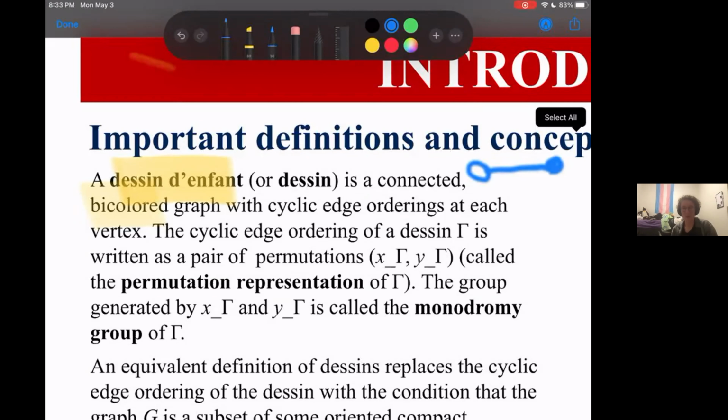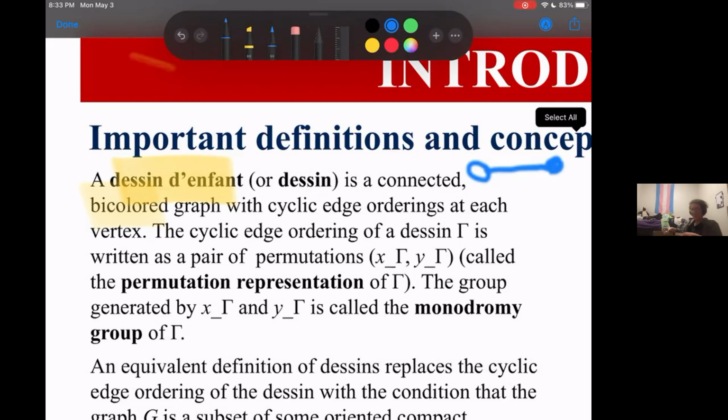So the cyclic edge ordering means that at each vertex, we pick an edge to start at and go around in a circle around the vertex. We list all of the edges that we come across as a cycle of a permutation. First I'll show you an example of a Dessin just so you can get an idea of what I'm talking about.